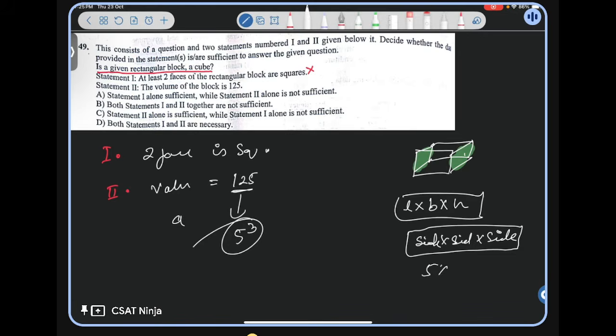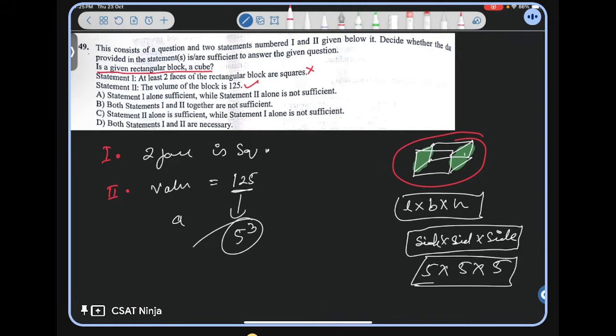So we have a block which is of side 5 into 5 into 5. The length here is 5, the breadth here is 5, and the height here is 5. Which means it's a cube. So directly, just by using statement number 2, I can answer that it is a cube. The rectangular block given there is a cube.